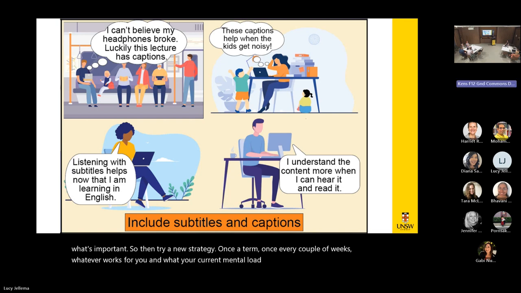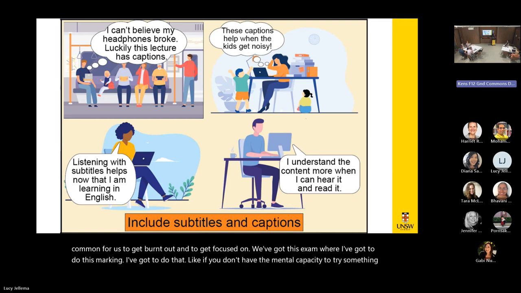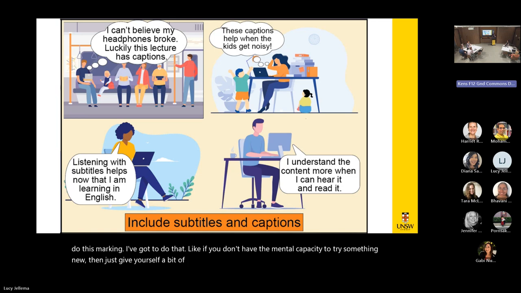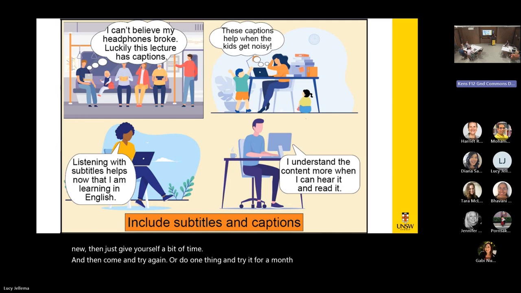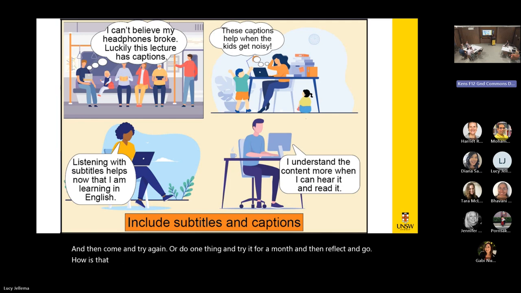Okay, because I know it's so common for us to get burnt out and to get focused on, oh, we've got this exam, or I've got to do this marking, or I've got to do that. If you don't have the mental capacity to try something new, then just give yourself a bit of time and then come and try again. Or do one thing and try it for a month and then reflect and go, how has that actually supported my students? Has that worked well? Having that reflection and being able to adjust is really important.